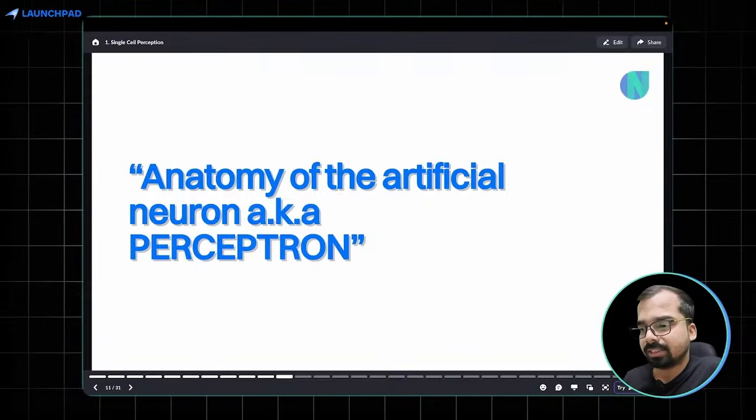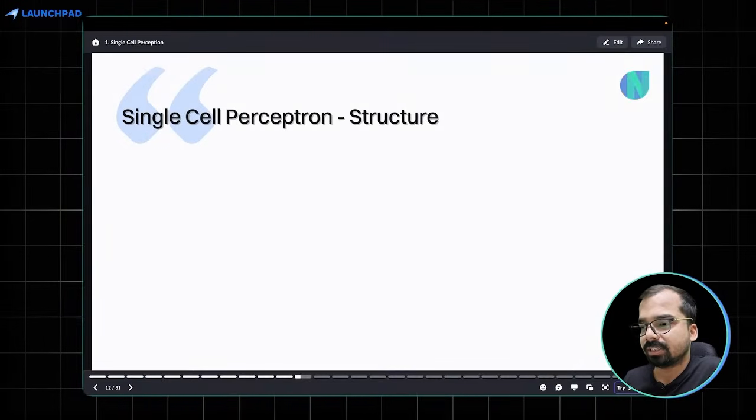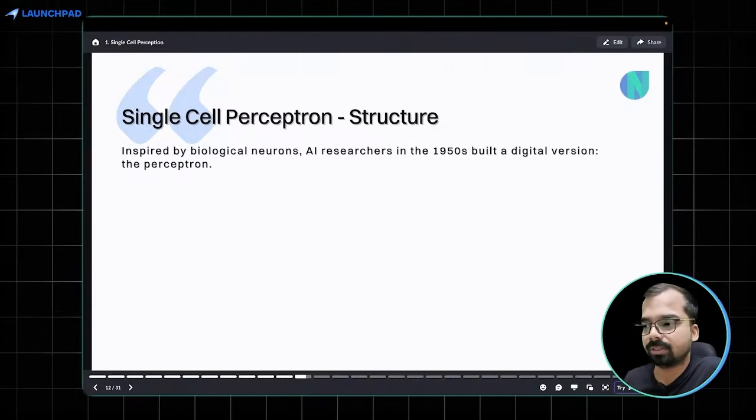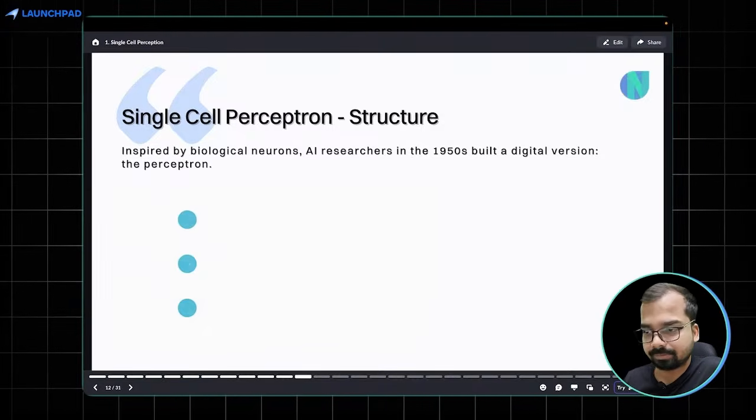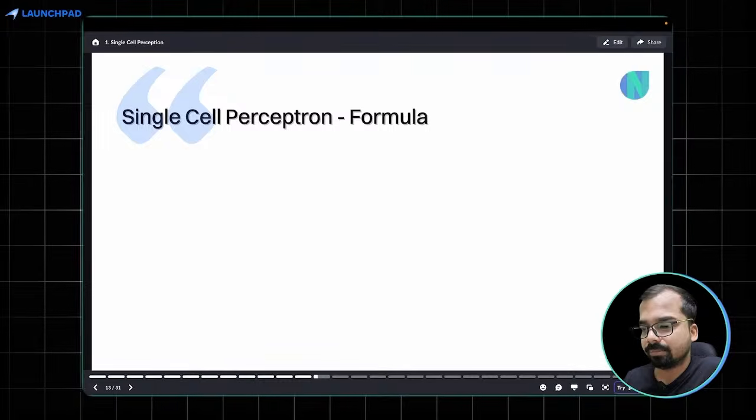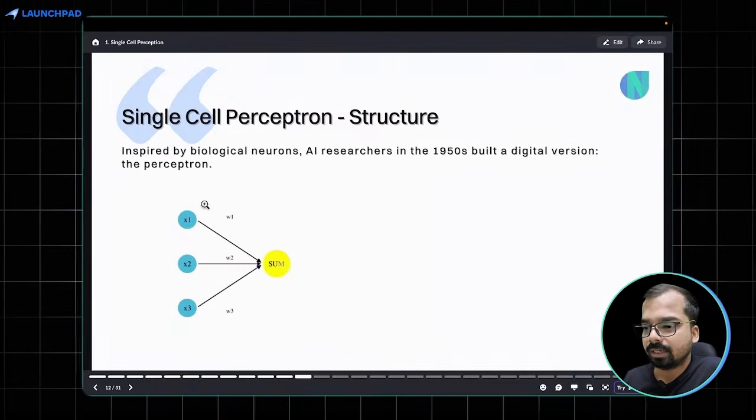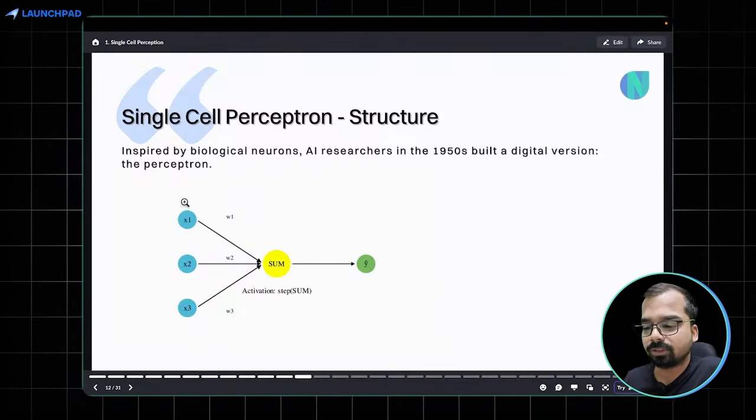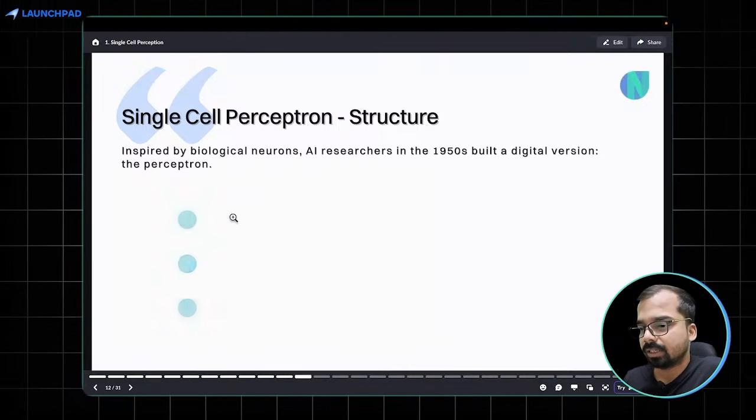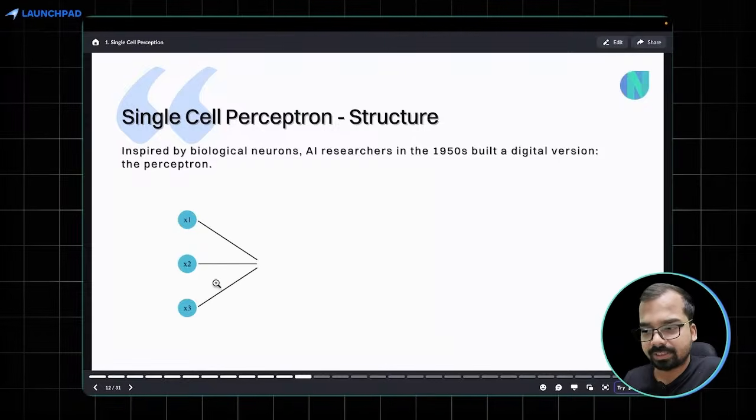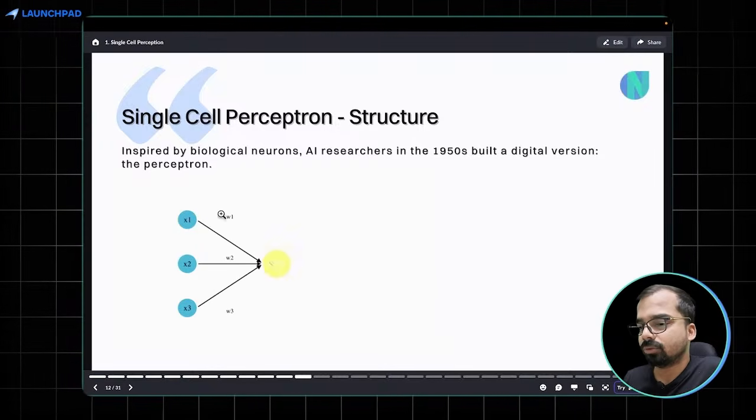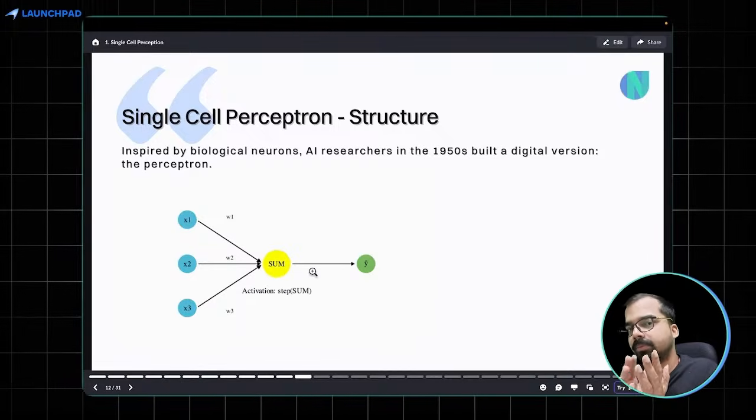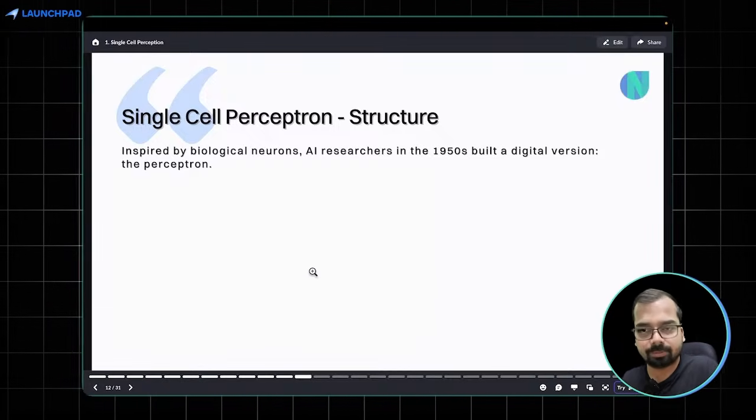Similarly, the same sort of inspiration was taken and we came up with the concept of the single cell perceptron in the 1950s. If you see the example here, this is a single cell perceptron. You have a bunch of inputs. There are certain things called weights, which are used to process the input and give us an output.